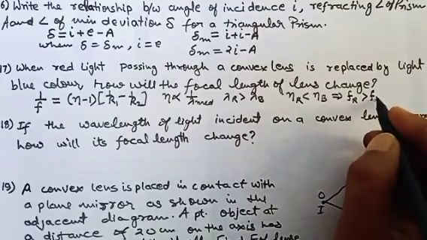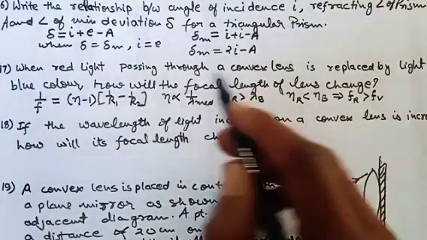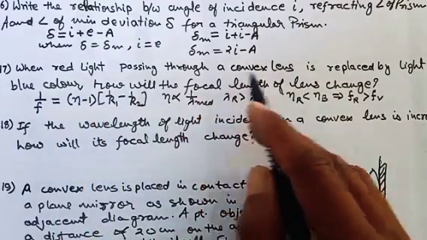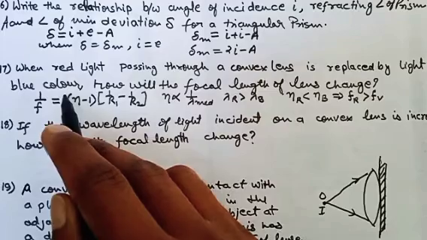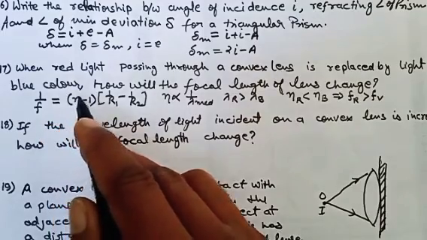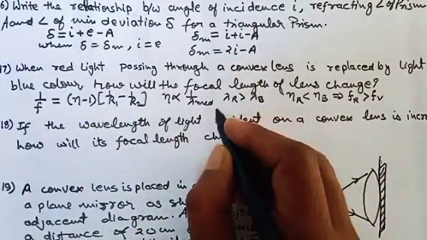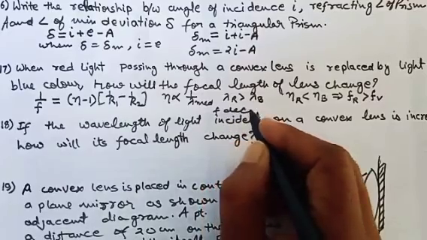Now, they have asked, when white light passing through a convex lens is replaced by light of blue color, how will it change? So, focal length decreases. F decreases.